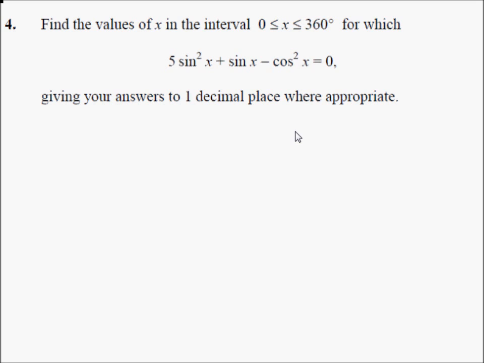Right, this does look a bit brutal, only due to the fact that we've got this cos squared x and we've got sin squared x and sin x everywhere. So let's try attempting to get it in terms of sine.